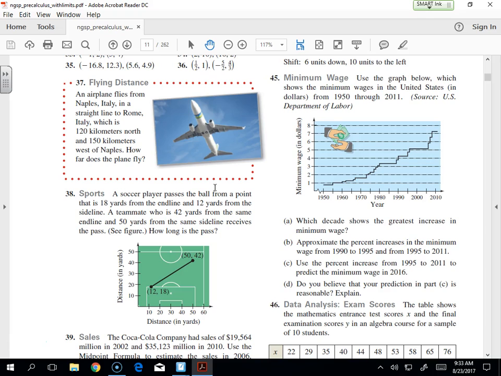Letter B. Percent increase with a little sign. 1990, 1995, colon. Percent increase, little sign. 1995, 2011. Do you guys get what I'm saying? You're basically just labeling what you're doing in your homework.